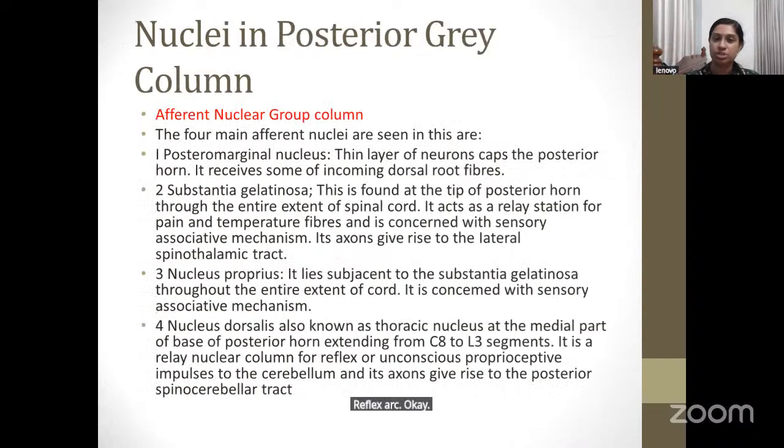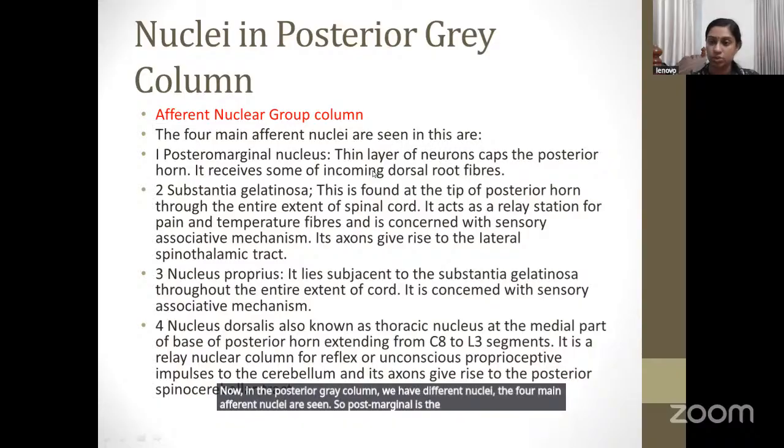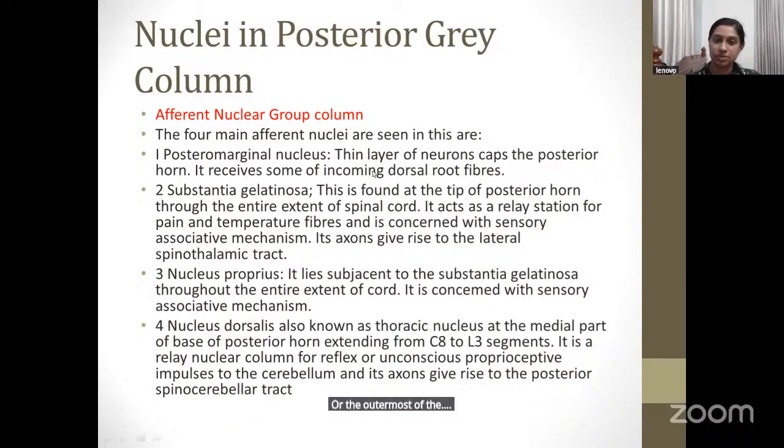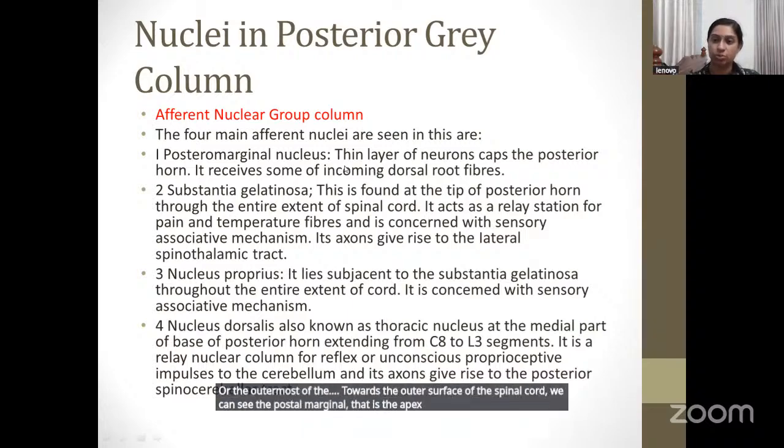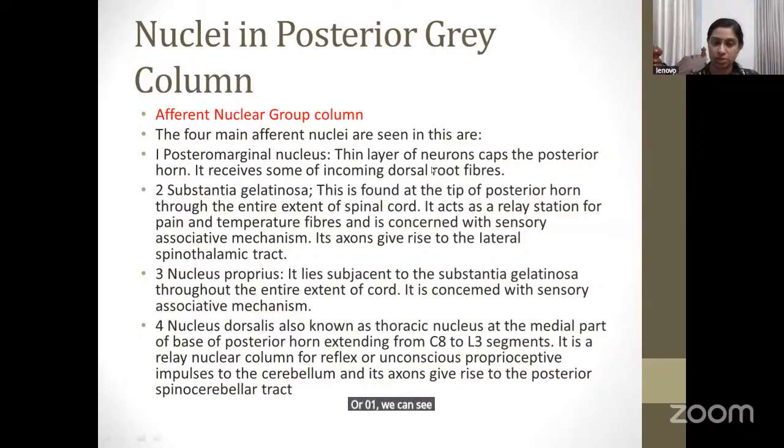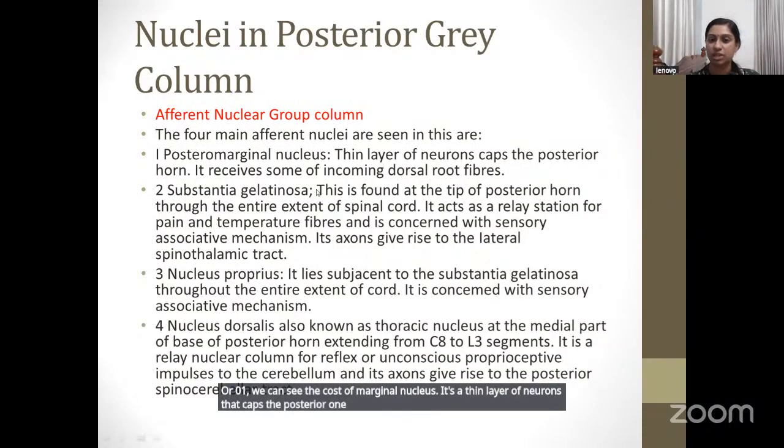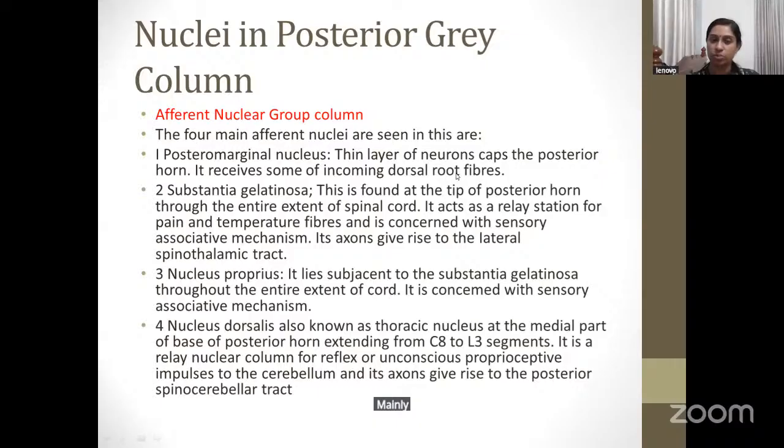Now, in the posterior gray column, we have different nuclei. The four main afferent nuclei are seen. The posteromarginal is the outermost, towards the outer surface of the spinal cord. We can see the posteromarginal nucleus at the apex of the posterior horn. It's a thin layer of neurons that caps the posterior horn, and it receives some of the incoming dorsal root fibers. Dorsal root means sensory fibers are mainly received by the posteromarginal nucleus.